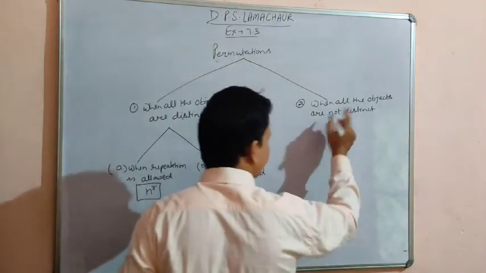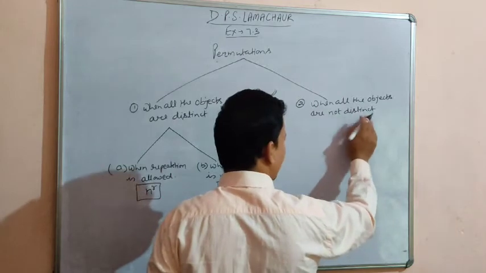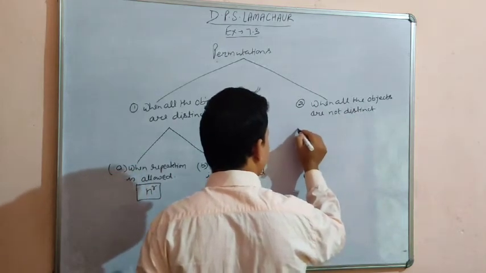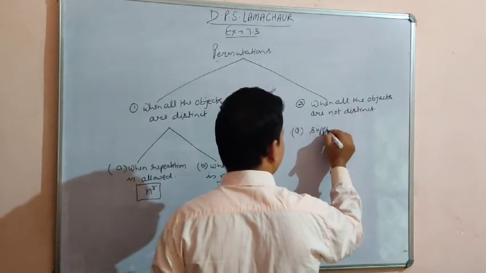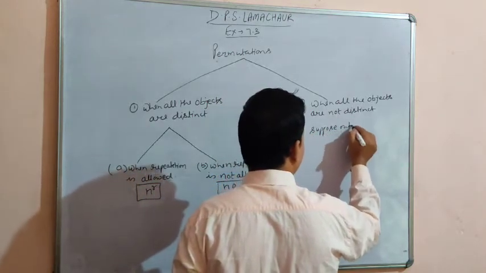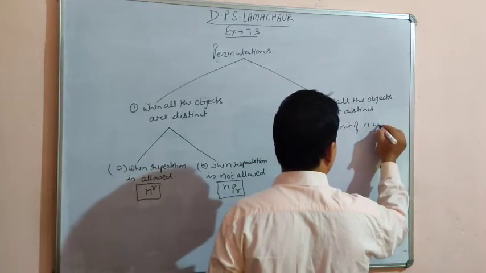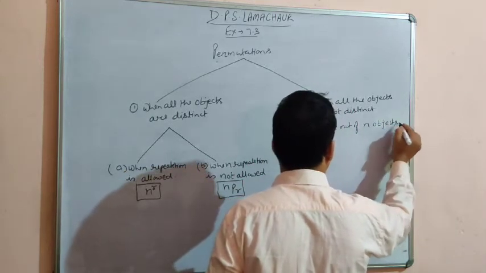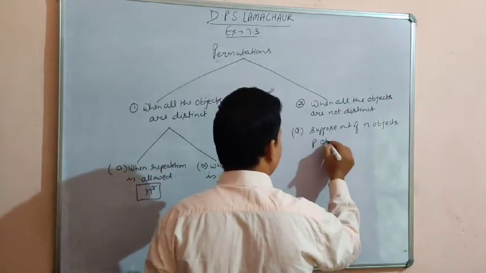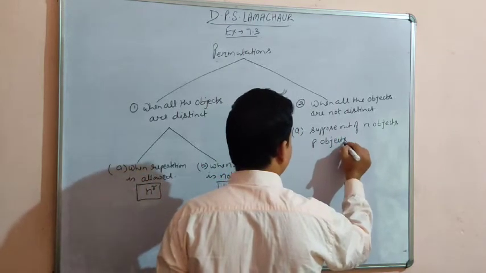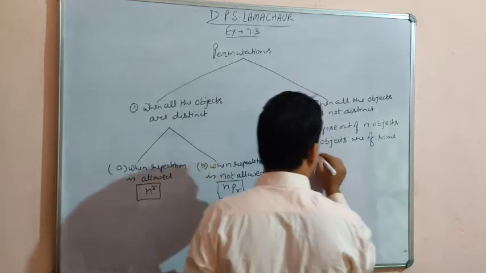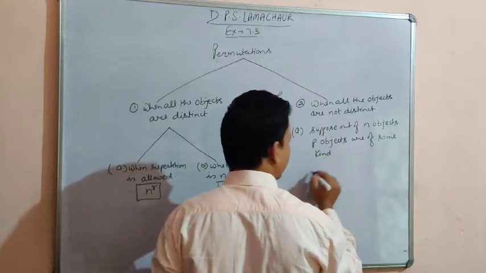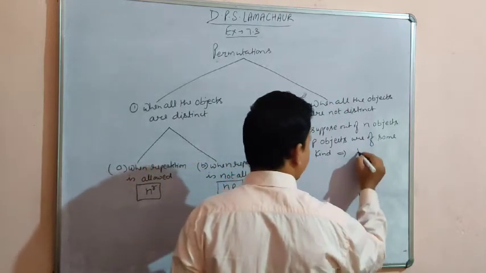And here when all the objects are not distinct, then there are two cases. First, suppose out of n objects, p objects are of the same kind. Then what will be the number of permutations?